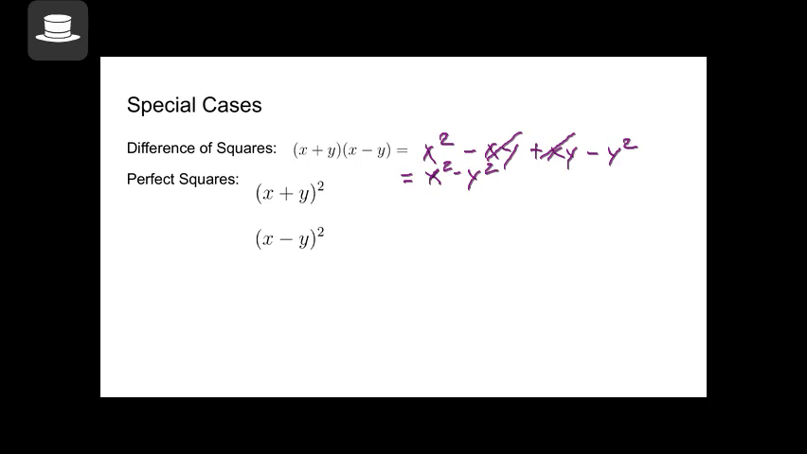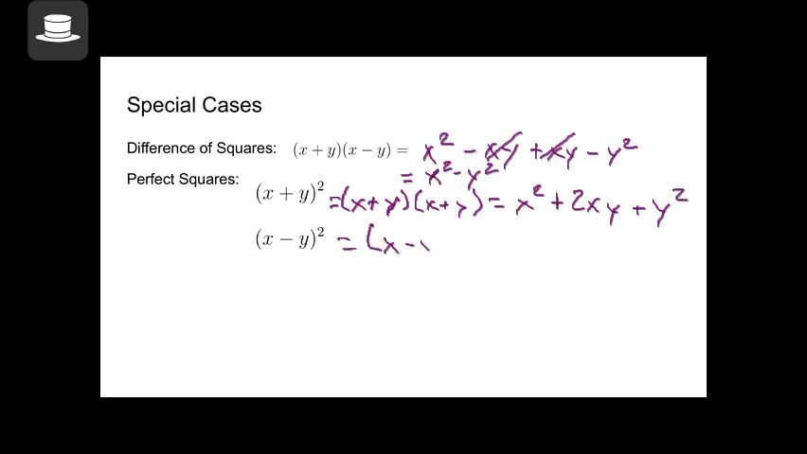Now I have x plus y squared. These are called perfect squares, where we just take the same thing and we square it. It means we multiply it by itself. My final result would be x squared plus 2xy plus y squared. And then for this one, I do the same thing, x minus y times x minus y, and I have x squared minus 2xy plus y squared.